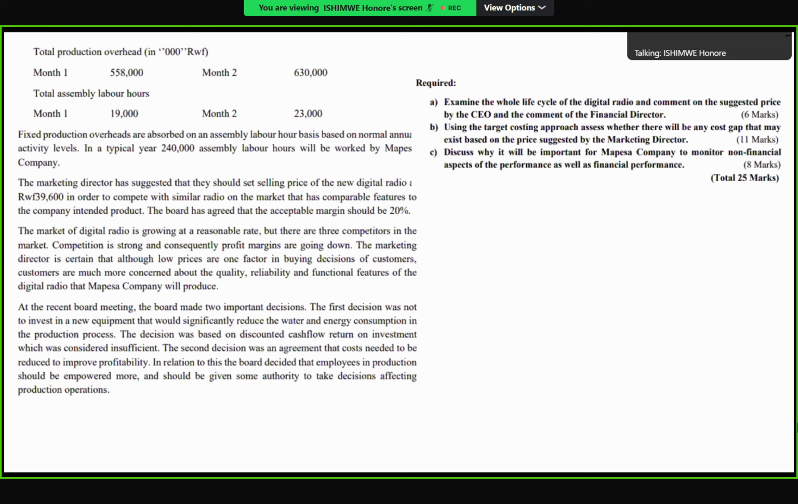Part C, discuss why it will be important for Mapesa company to monitor the non-financial aspect of performance as well as financial performance. That is 8 marks. For the first two, 11 marks and 6 marks, we are okay. The third one is an explanation of why we need to monitor non-financial and financial aspects of performance. We have not yet learned this, but it's okay. I will answer it because this is simple to explain. So far at our level, we can answer. It doesn't require us to go and read the notes.